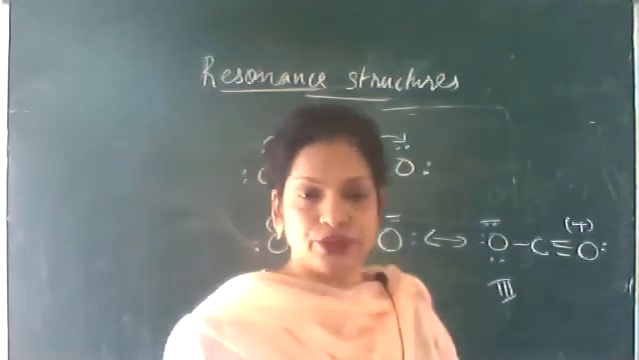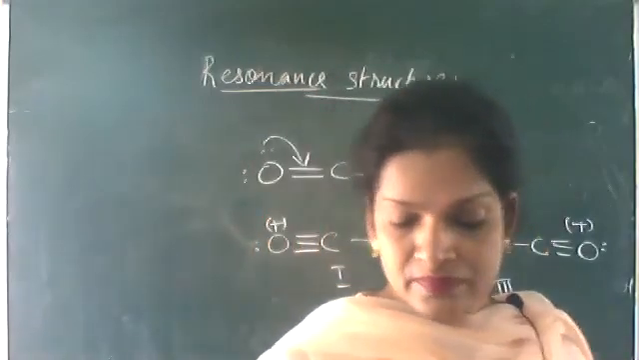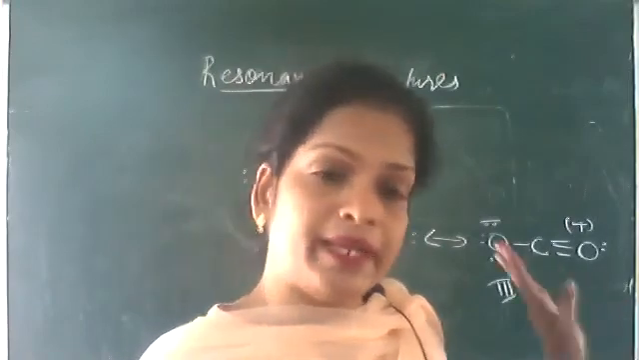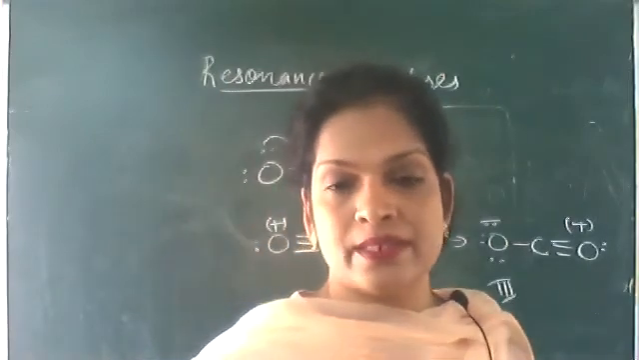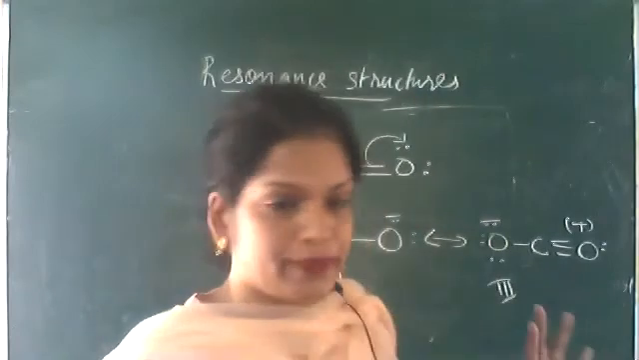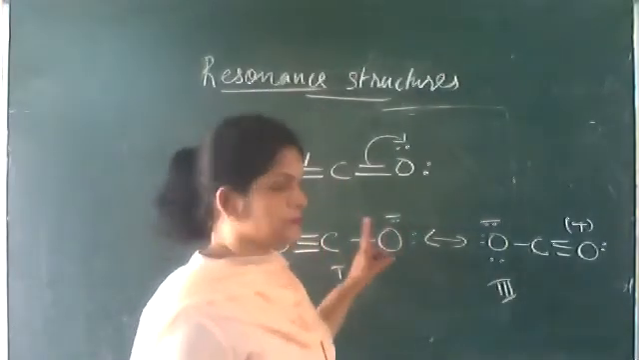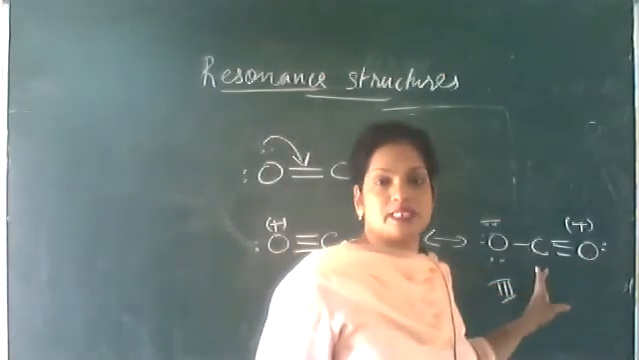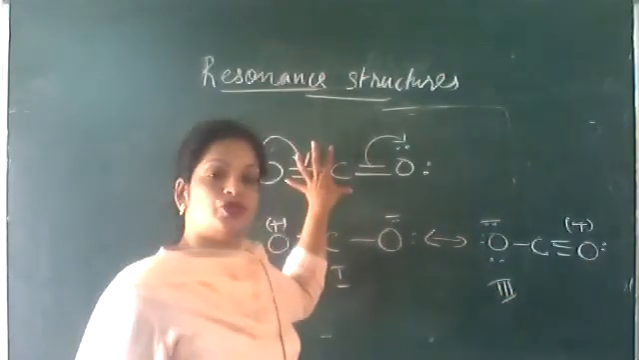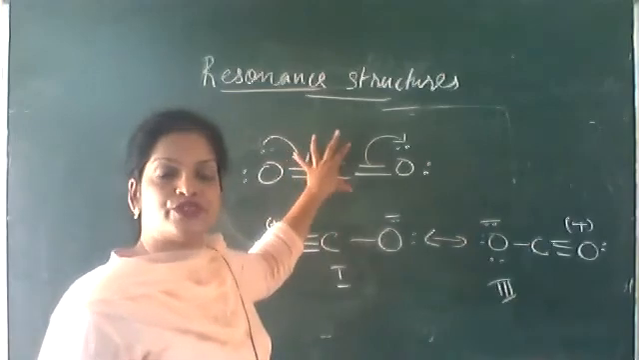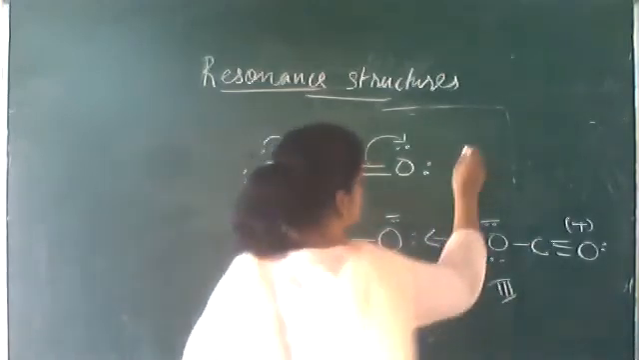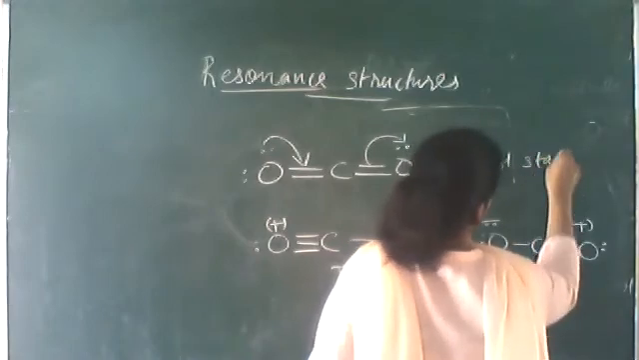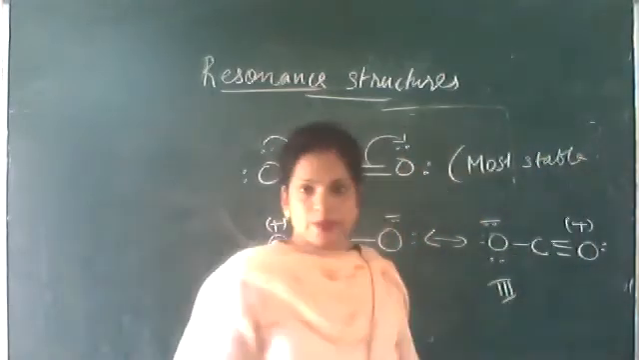That means neutral. So for carbon dioxide, or any molecule, uncharged means least charge separation. Here there is charge separation, positive and negative. Here also there is charge separation, positive and negative. But here there is no charge separation. This is the most stable structure of carbon dioxide.